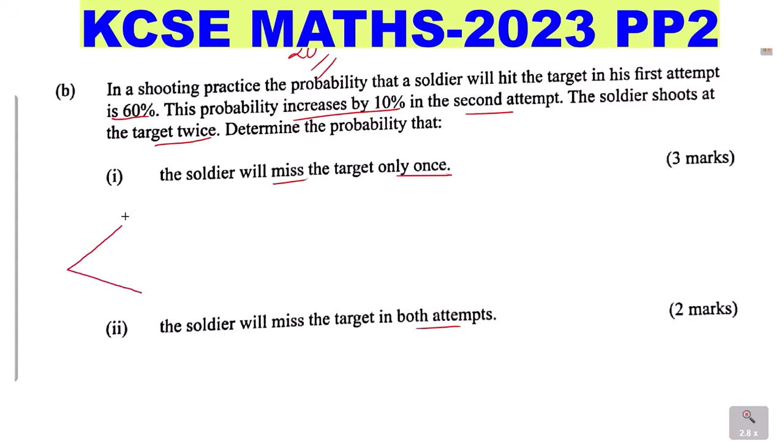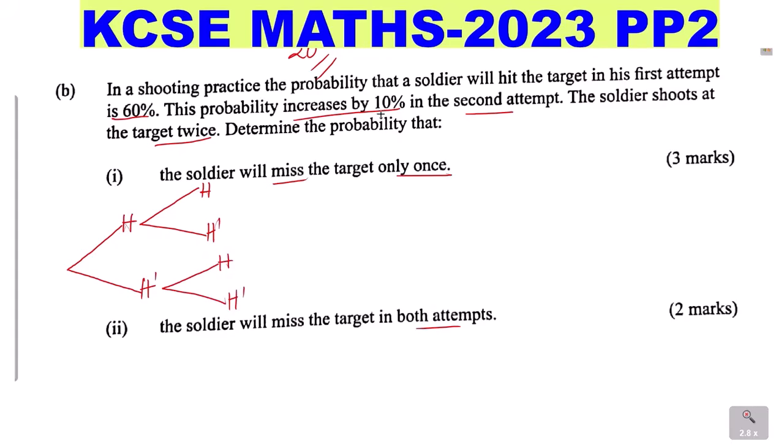So that is the first, hitting the target and missing the target. And it is twice. So we shall have two branches. This is the second attempt, hitting, not hitting the target. Here we have hitting the target, not hitting the target.